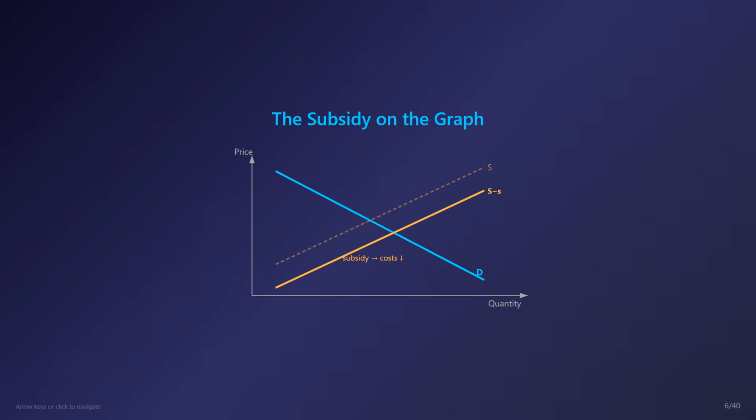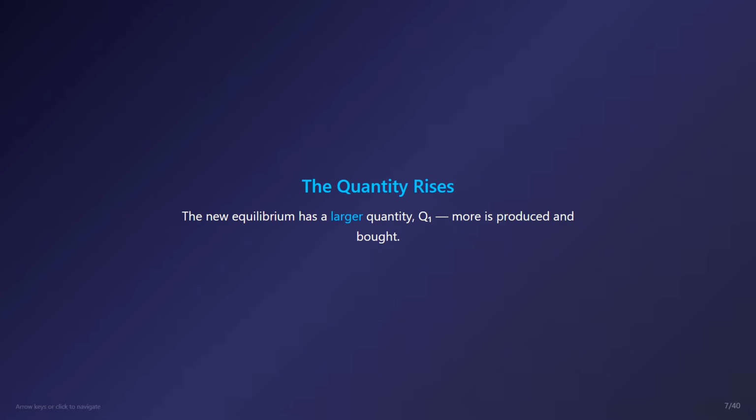Here it is on the graph. The original supply is faded, and the new supply sits below and to the right of it, shifted down by the subsidy at every quantity. More is offered for sale. At the new equilibrium, the quantity is larger than before. We'll call it Q1. The subsidy expands the market, getting more of the good produced and bought.